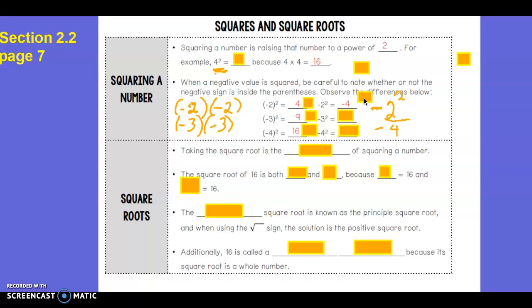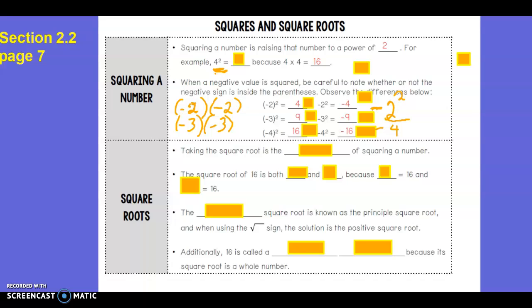Negative 3 squared, again, first you have to square the 3, and then you put the negative sign in front, and so that would be negative 9. And negative 4 squared, no parentheses, is negative 16. So try to remember that if the negative sign is inside the parentheses, then it is included in the squaring. If it is not in the parentheses, that means you put a negative sign in front of your answer.